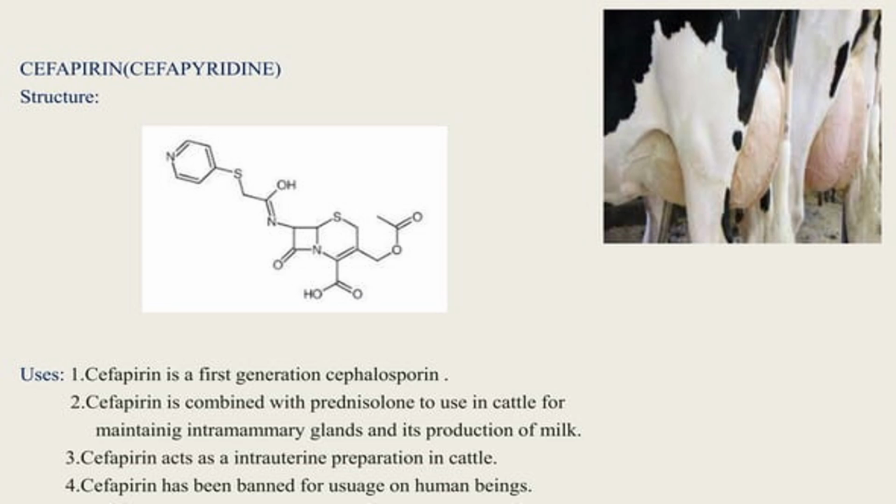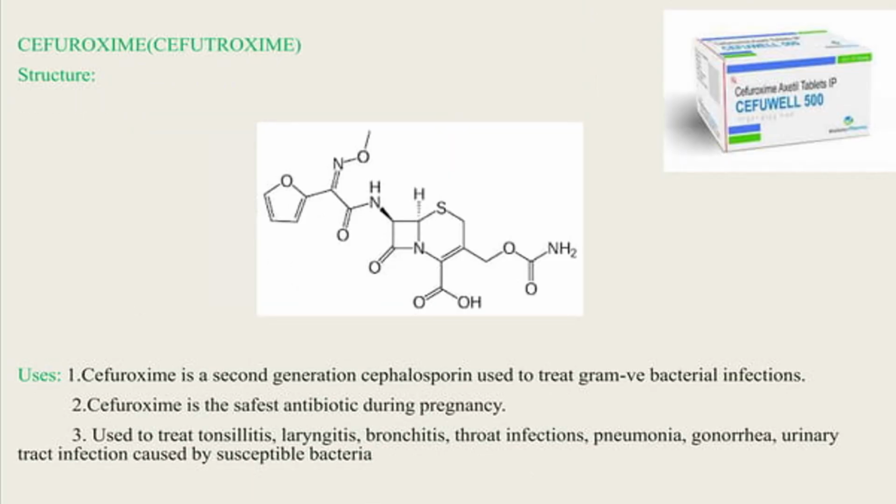Next, cephalosporin acts as an intrauterine preparation in cattle. They are used in the preparations of intrauterine preparations in cattle. This has been banned for usage in human beings. That means this particular drug is only used to treat the inflammation and infections caused in cattle species, and it is totally banned for use in human beings.